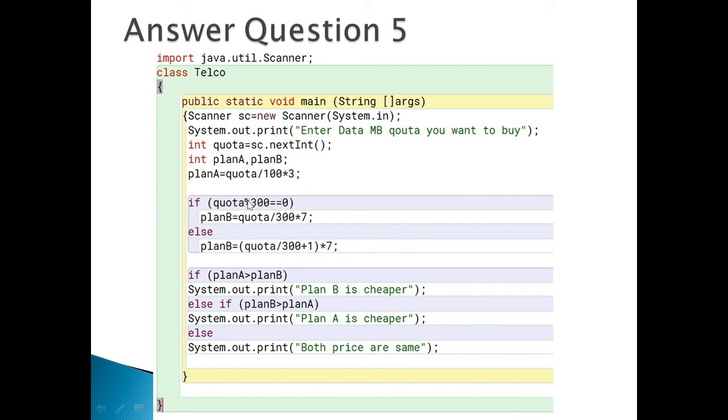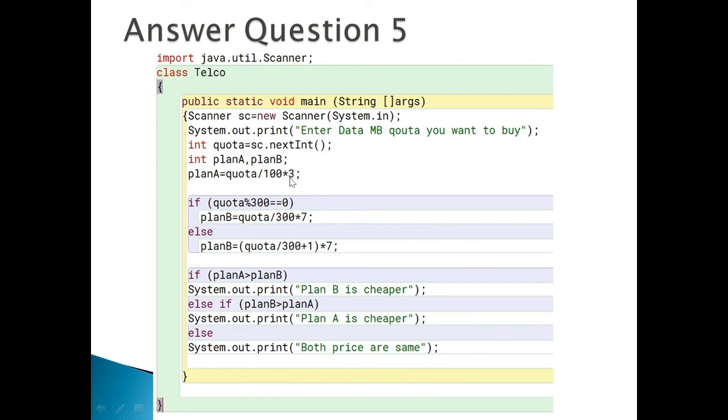If quota is divisible by 300, quota modulus 300 equal to 0, so use the first formula: plan B equals quota divided by 300 times 7. But when this is false, you need to use the second formula. As we have told you before, plan B equals quota divided by 300, then simply plus 1, then you times by 7.